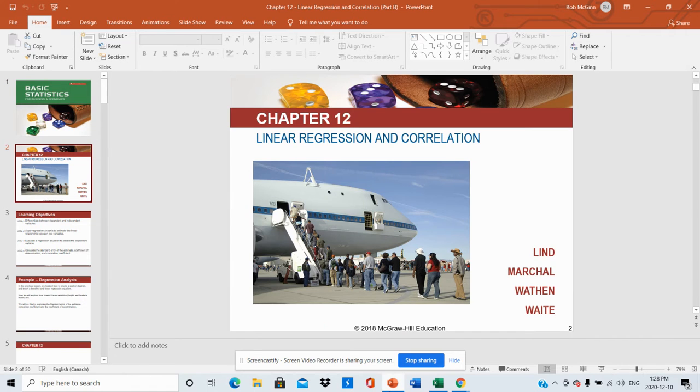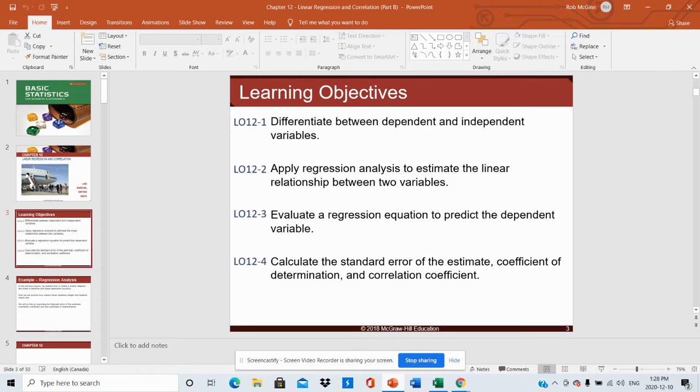So let's get rolling today. Chapter 12, Linear Regression and Correlation. As I was saying, last lesson, we differentiated between dependent and independent variables. Then we applied regression analysis to estimate the linear relationship between two variables, and we did that with the scatter plot diagram and the trend line. The trend line, when we displayed the equation, was the equation for a linear regression.